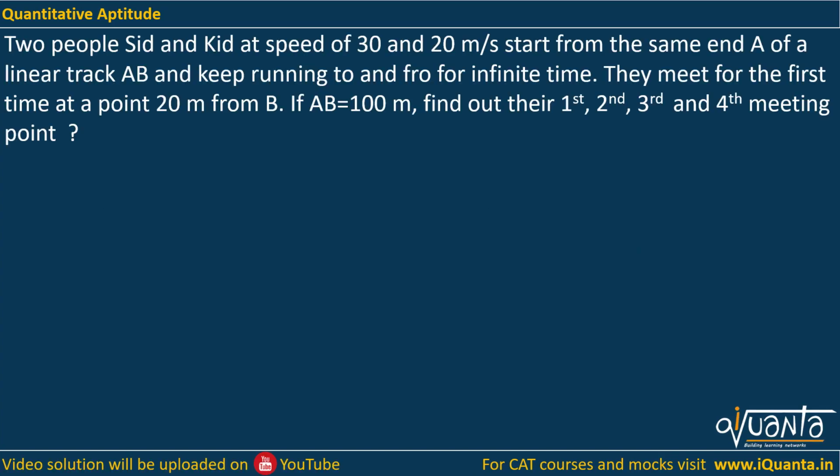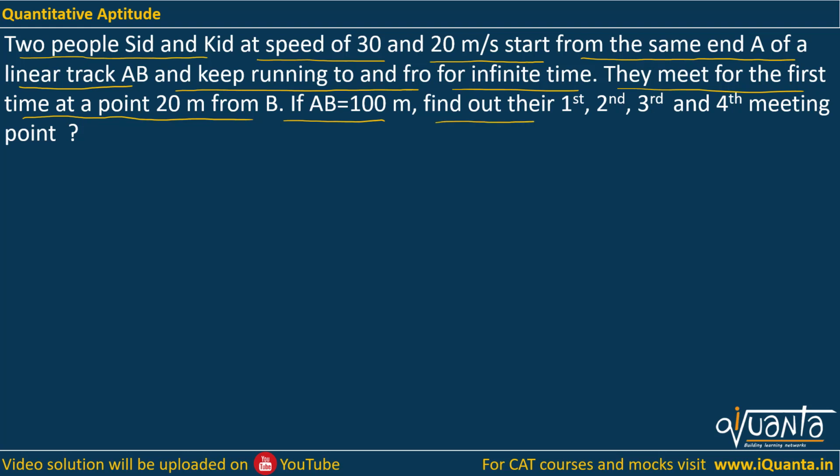The question is, two people Sid and Kid at a speed of 30 and 20 meter per second start from the same end A of a linear track AB and keep running to and fro for infinite time. They meet for the first time at a point 20 meter from B. If AB is 100 meter, find out their first, second, third, fourth meeting point.